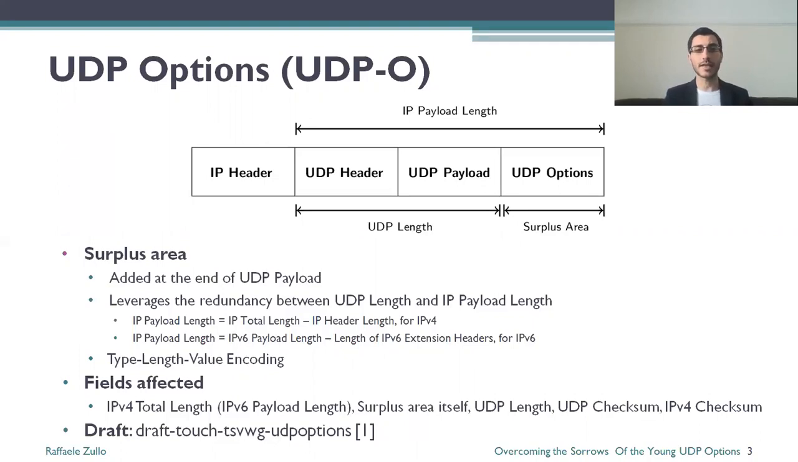We have to notice that this modification to a UDP datagram affected directly or indirectly several fields. Obviously, the IP total length and the surplus area itself, but also the UDP length semantics changes, because it doesn't match the IP payload length anymore. And furthermore, UDP checksum and IPv4 checksum can be affected by this change.